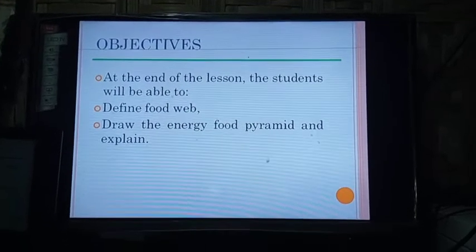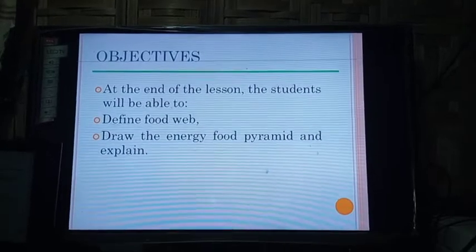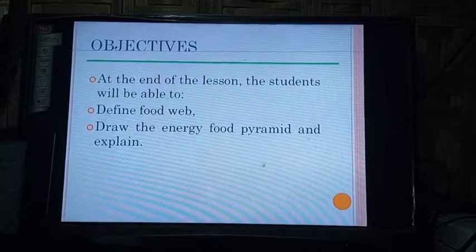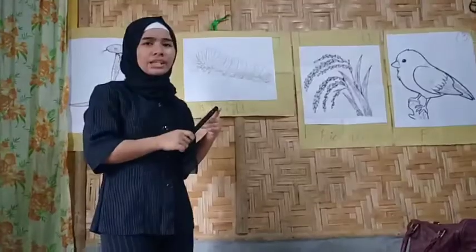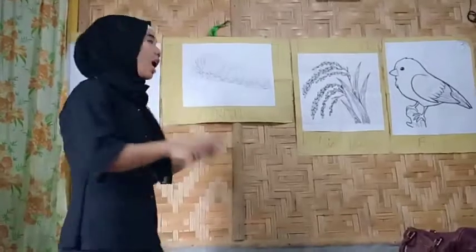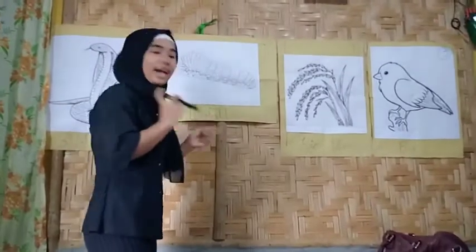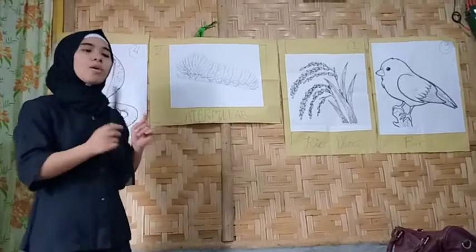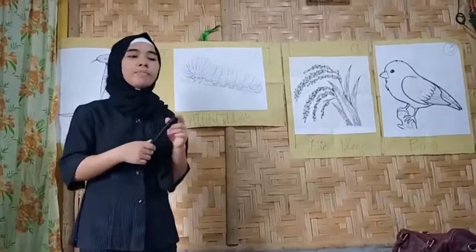At the end of the lesson, the students will be able to define food web and draw the energy food pyramid and explain. So did you know guys that several food chains can make a food web? So our topic for today is food web. So who among you can define food web? Give me your idea.